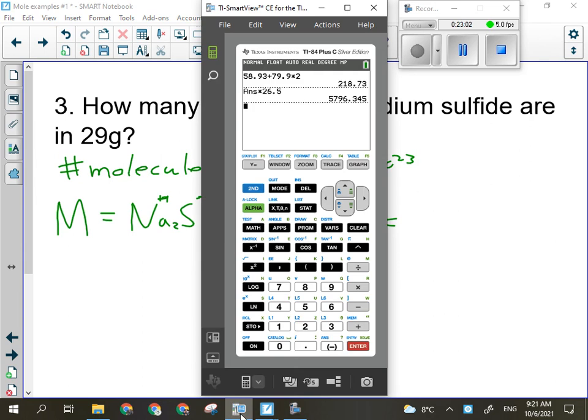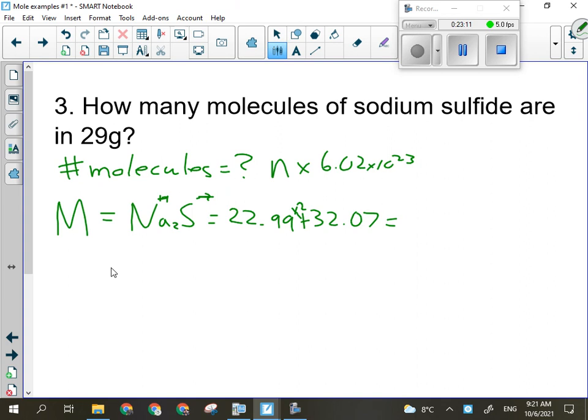Okay, so 22.99 times 2 plus 32.07 gives me a molar mass of 78.05 grams per mole. And the other thing the question tells me, little m, the mass, 29 grams. Okay, do I have less than a mole here? I do, right? 1 mole is 78.05 grams. I only have 29 grams. Is it okay if I get a decimal for n? Absolutely, that's okay. Just means I have less than a mole, and I do.